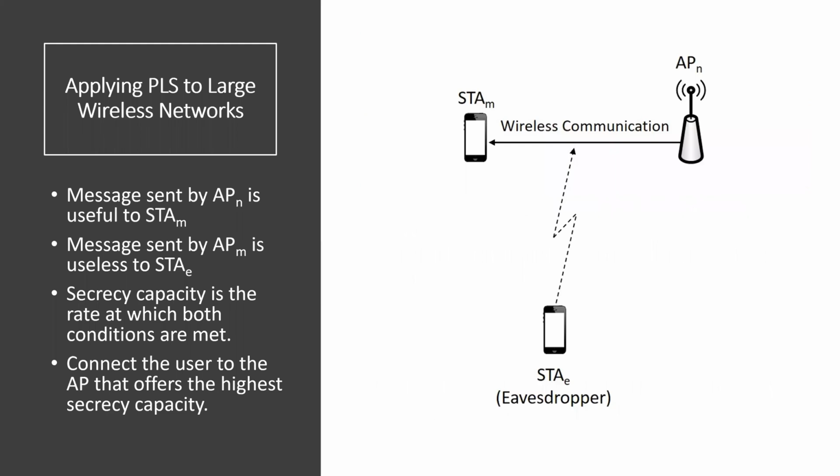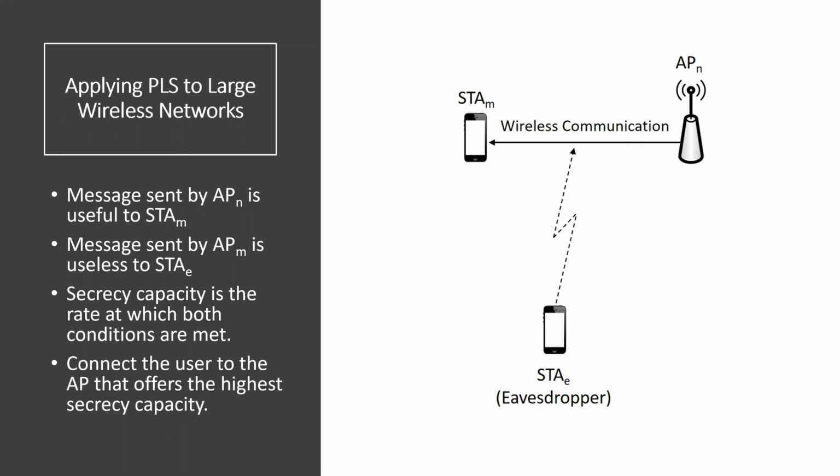Now, in the context of large Wi-Fi wireless networks, which we think are the most susceptible to eavesdropping, you have a large network consisting of a number of access points, and the legitimate station usually tries to connect to the access point that offers the strongest signal, which essentially means the closest access point. And that's usually the case in many large networks.